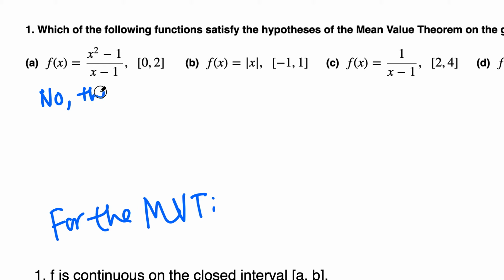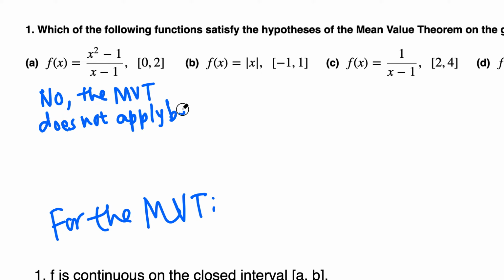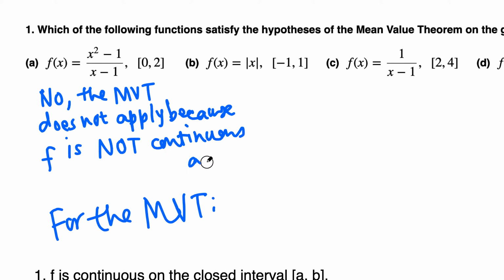The MVT, mean value theorem, does not apply. Why? Because f is not continuous at 1, which is inside the interval. We can just say not continuous on [0, 2]. Okay, that's part A.